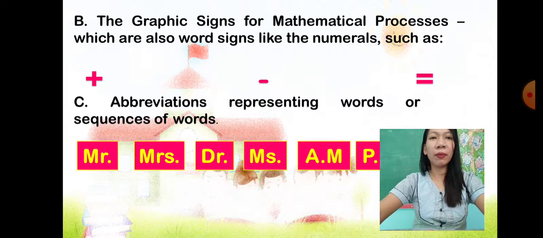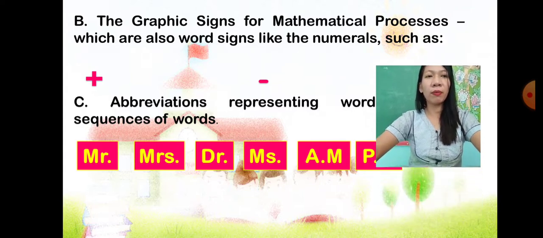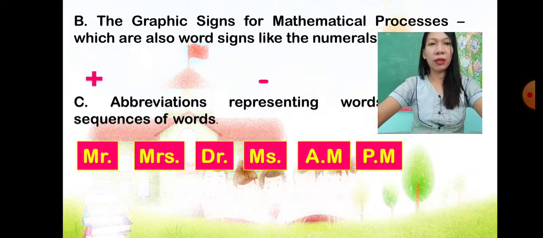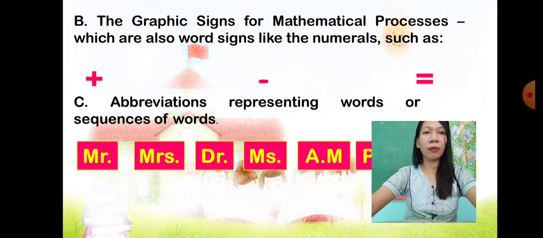Letter B is the graphic sign for mathematical processes, which are also word signs like the numerals, such as the addition sign, subtraction sign, and the equal sign. Next is the abbreviation, which represents words or sequence of words. For example, Mr., Mrs., Doctor, Miss, AM, and PM.